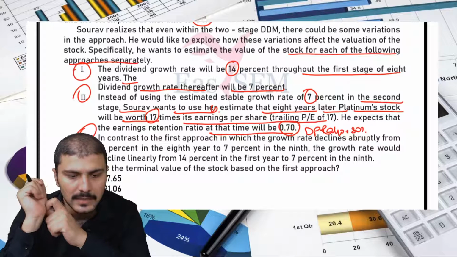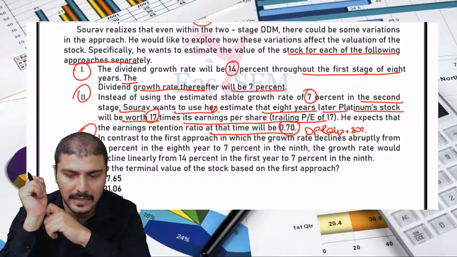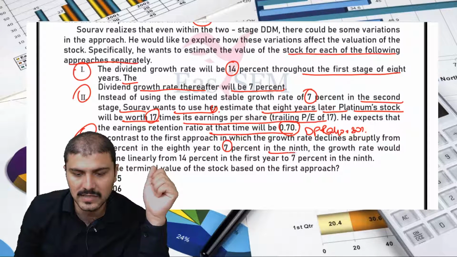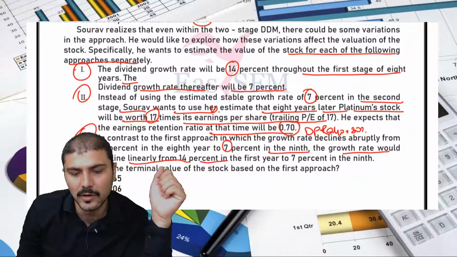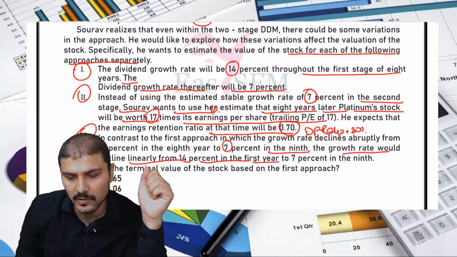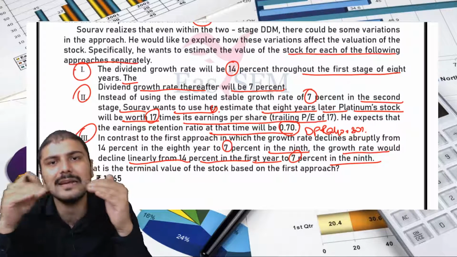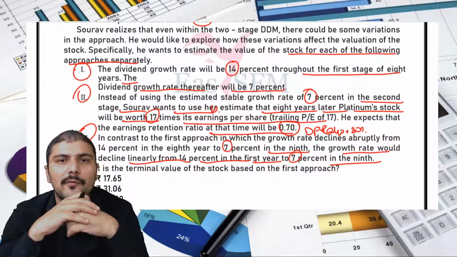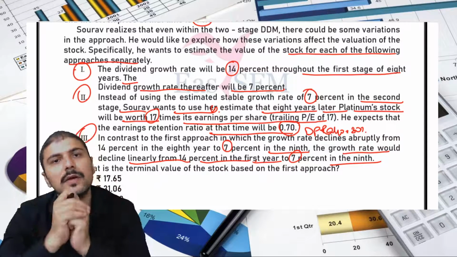In the third part, in contrast to the first approach in which the growth rate declines abruptly from 14% in the 8th year to 7% in the 9th, the growth rate would decline linearly from 14% in the first year to 7% in the 9th. So for this linear decrease, you have to use a formula for valuation of shares that is called the H model. Listen to the formula very carefully.